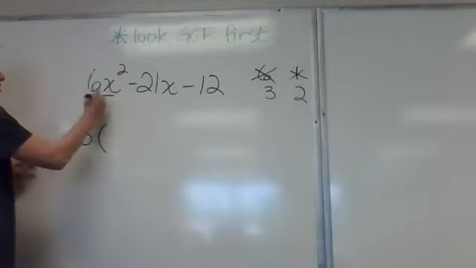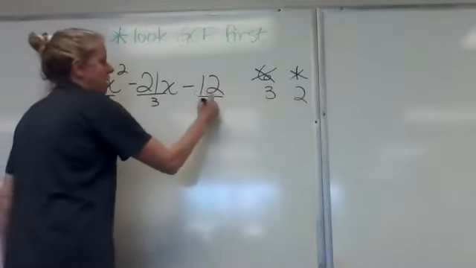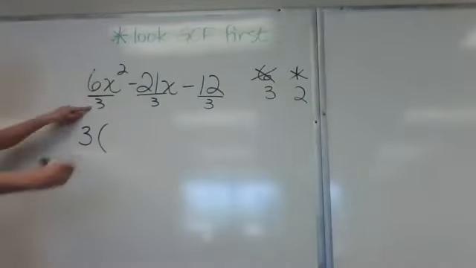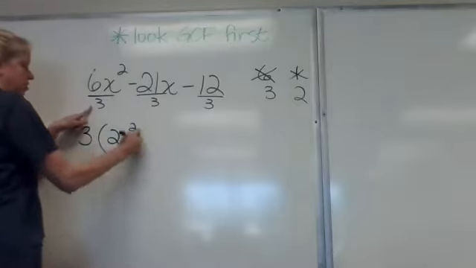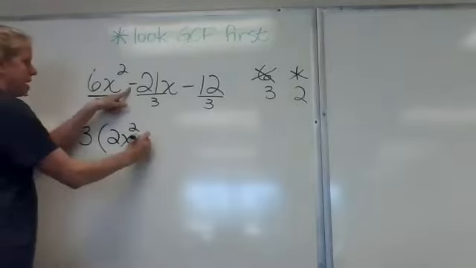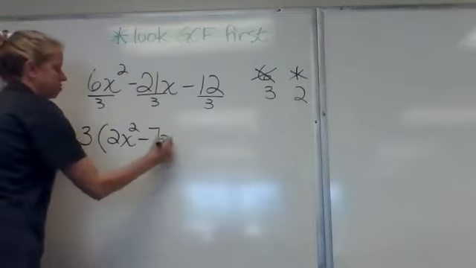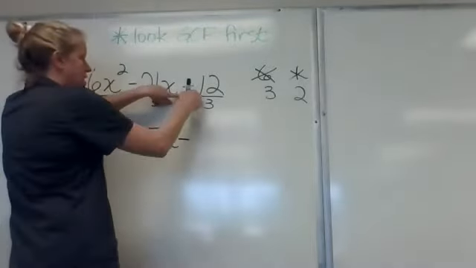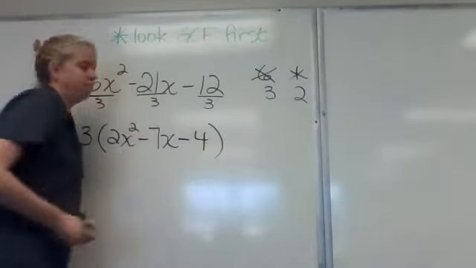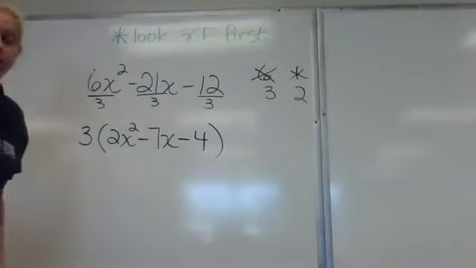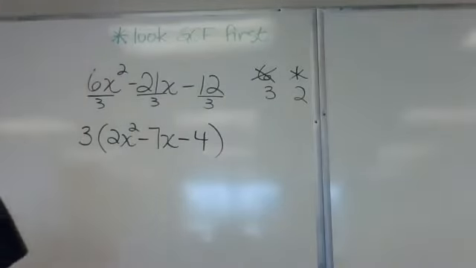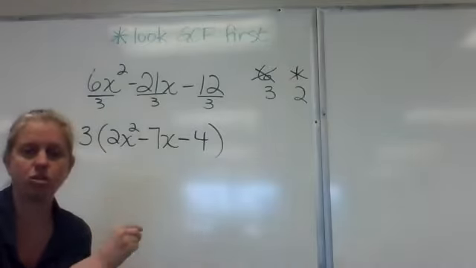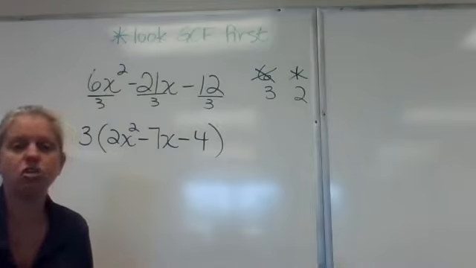And putting in parentheses what's left, which means I need to divide all these terms by 3's. So 6 divided by 3 gives me 2x squared. Minus 21 divided by 3 gives me 7x. Minus 12 divided by 3 gives me 4. Now it said to factor it completely. It didn't just say to pull out the greatest common factor and be done. So I need to see if what's left inside those parentheses will factor some more.